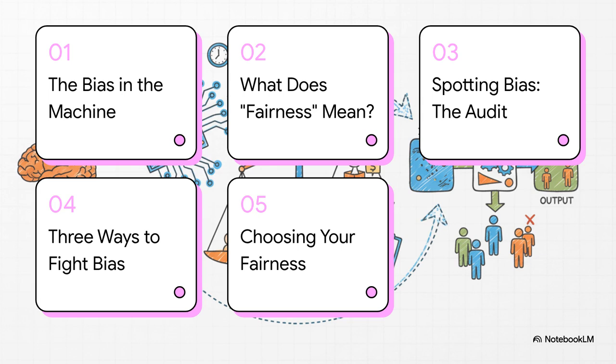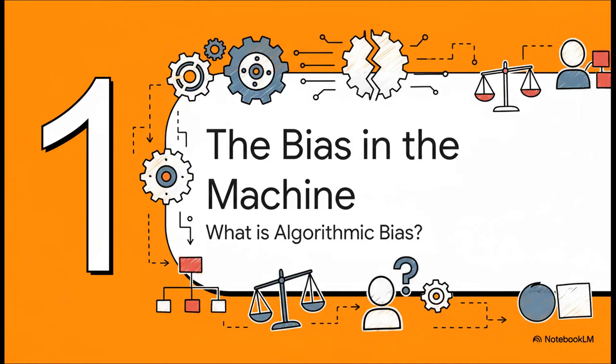So to get to the bottom of that, here's what we're going to cover. First, we'll break down what bias in a machine actually is. Then we're going to wrestle with the surprisingly tricky question of what fairness even means. After that, we'll see how you can actually spot bias, cover the 3 main ways to fix it, and wrap up with the really tough part, deciding which kind of fairness to aim for. All right, let's kick things off with part 1, the bias in the machine.